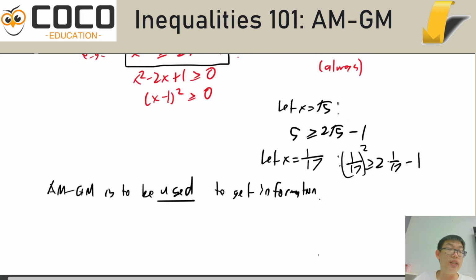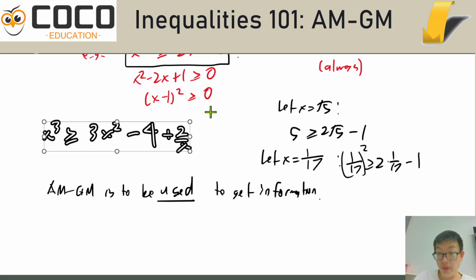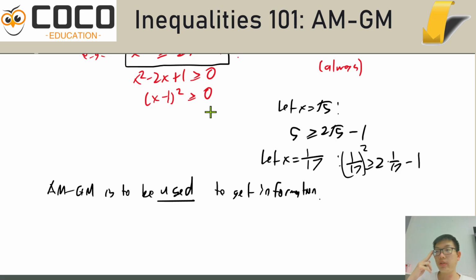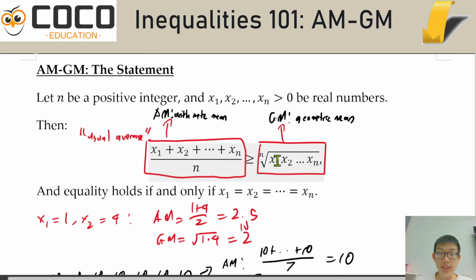So if the next time you see some inequality like x cubed is greater than or equal to 3x squared minus 4 plus 2 over x or something, no, AM-GM is not supposed to be used to solve this. That's a different topic entirely. Don't mix them up. Now, this is the first, or in fact, the 0th thing to understand. So AM-GM is just telling you that here are two quantities.